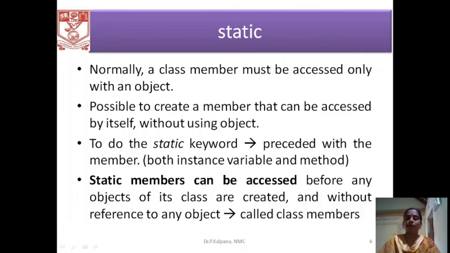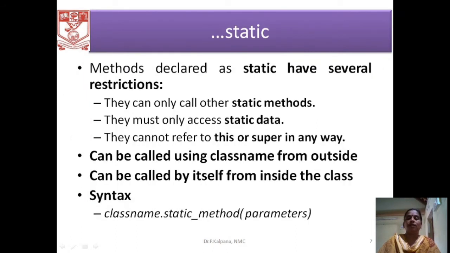The member may be either an instance variable or a method. That is, the static keyword can be associated with both the instance variable and the method. Static members can be accessed before any object of its class is created, so it is called a class member. We do not need a reference to an object to call the static members. It can be called with the help of the class name, so it is called a class member. And there are several restrictions on the static keyword.